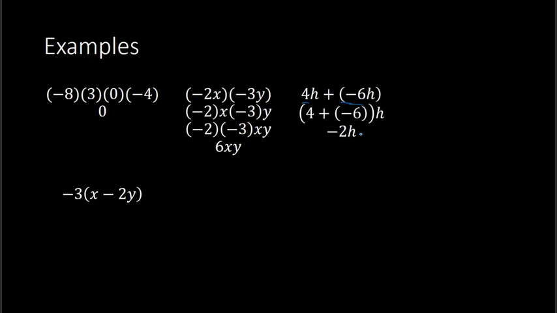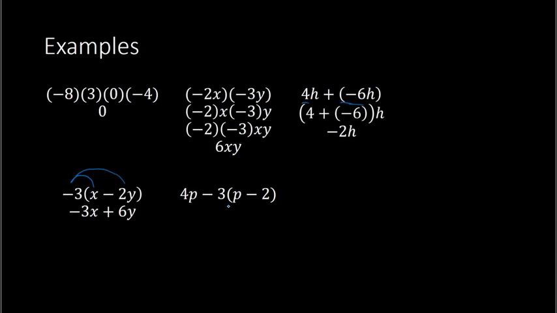Here we need to distribute. So this involves multiplying by this -3. So the -3, I'm multiplying that entire thing by x, and then by a -2y. So -3 times x would be -3x. Then -3 times a -2y, negative times a negative gives me a positive. And then 3 times 2 is 6, and then we have the y here as well. So my answer would be -3x plus 6y.